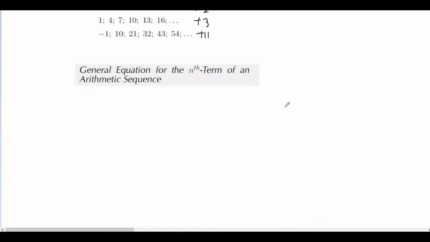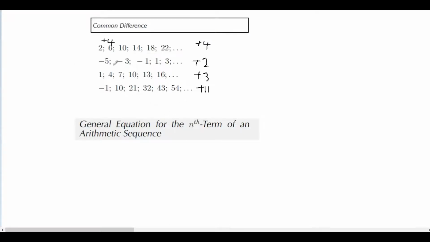Right. So a general equation for the nth term of an arithmetic sequence. We know that, for instance, this one here has a common difference of 4. We know its first term is 2, but then how would we get a general term? If we were looking for the 100th term, you wouldn't really want to go adding 4 continuously until you get to the 100th term, right? So we find a general equation to determine any term, any nth number in the sequence.